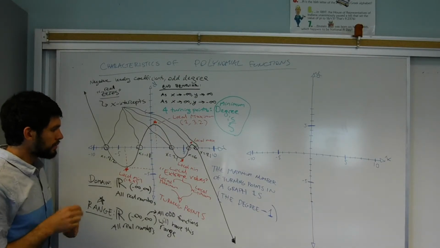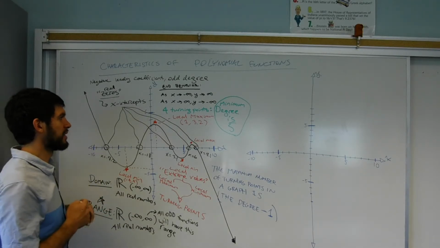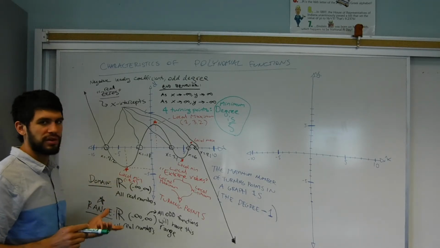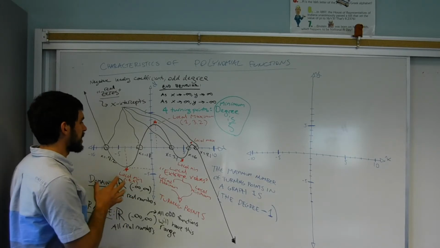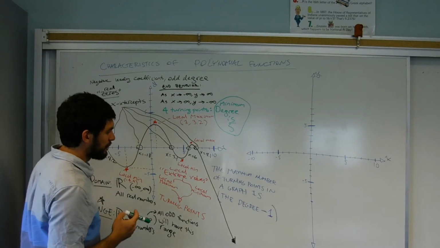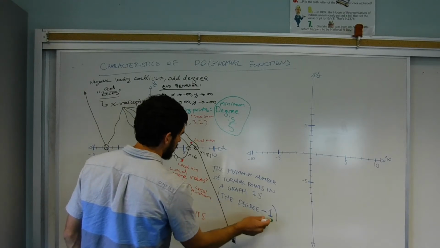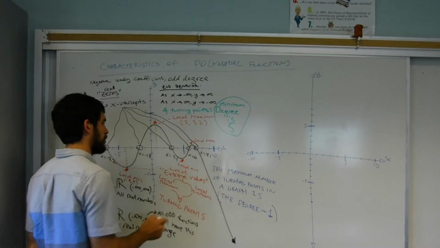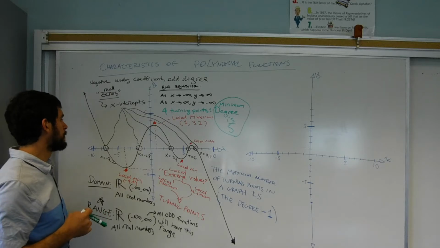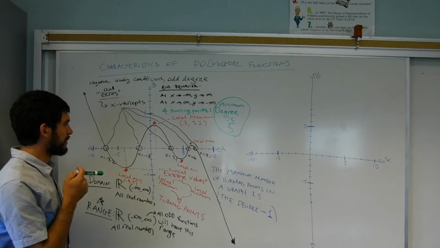So what this tells us is that by looking at this graph, we know what the minimum degree is. The degree could potentially be bigger than 5, like a degree of 7 or 9, but we know that it can't be a degree of 3. Because if we had a degree of 3, then we'd have 3 minus 1, so a maximum of 2 turning points for that graph. And this graph obviously has more than 2 turning points. So that's a way to find the minimum degree of a polynomial function.